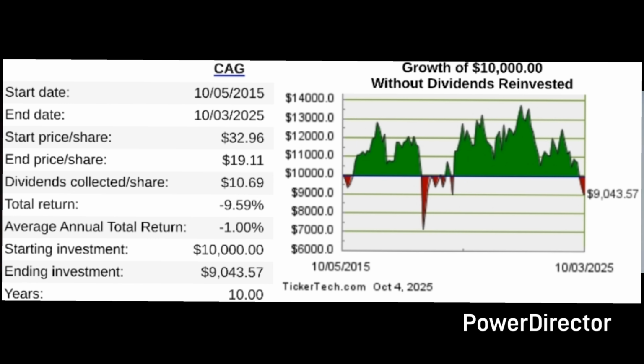That is a total return of negative 9.59% if you invested $10,000, or an average annual return of negative $1,000. That would drop your initial investment of $10,000 to $9,043. Yep. So you're averaging a negative 1% return a year without dividends turned on.